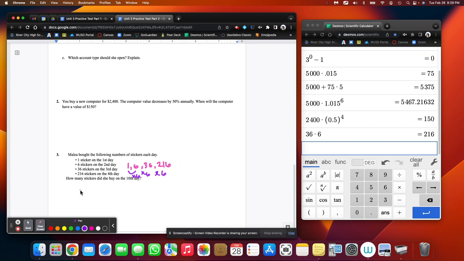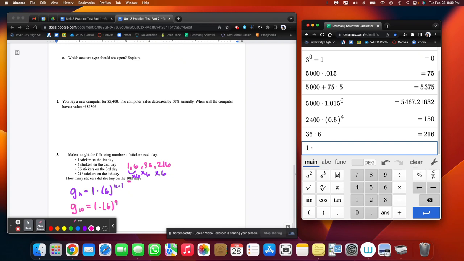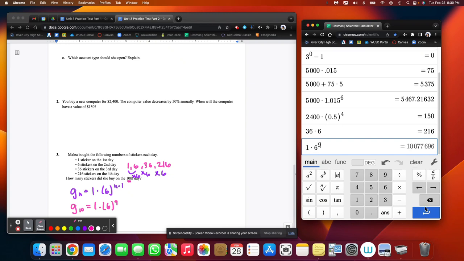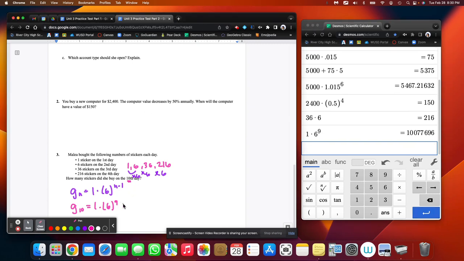So we can actually write a geometric sequence to represent the situation. G(n), the first term is 1, and the common ratio is 6, to the n minus 1 power. To figure out how many stickers she bought on the 10th day, we can plug in 10 for n. So 1 times 6 to the 10 minus 1, which is the 9th power. So 1 times 6 to the 9th power. That's a lot of stickers. So on the 10th day, she buys 10,077,996 stickers.